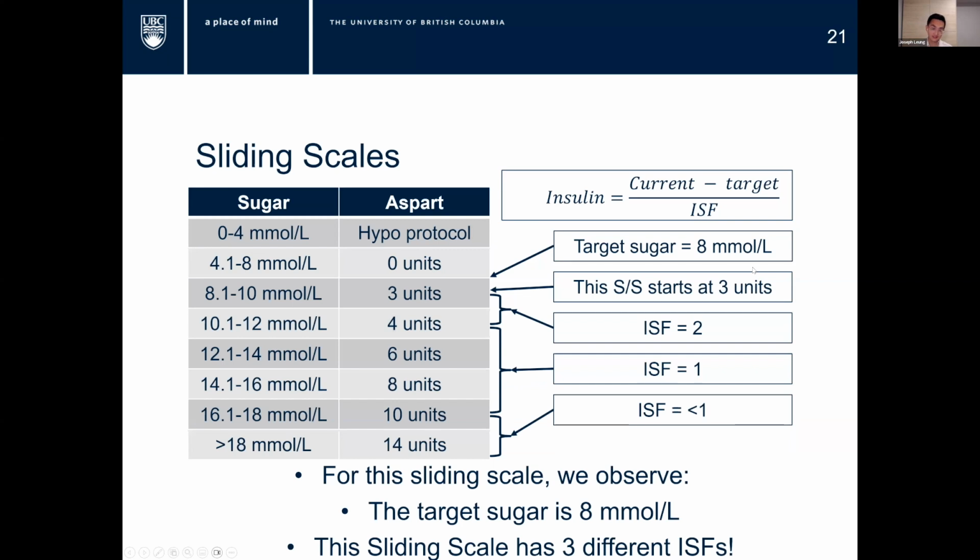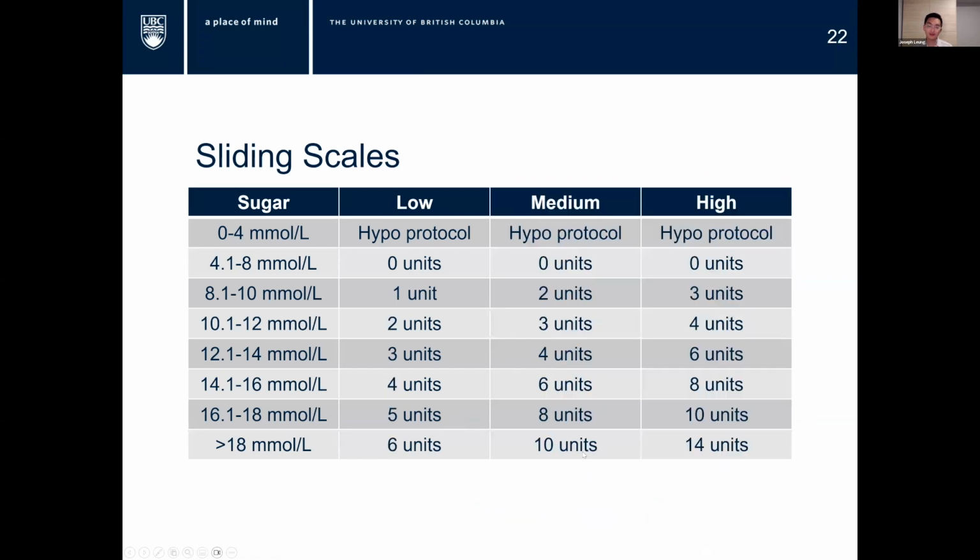Here's a third sliding scale here. And in this particular sliding scale, as we're doing the math, I've done it all for you here, we notice that there's actually two different inflection points, meaning that there are three ISFs. Over here, the ISF is 2, over here, the ISF is 1, and over here, the ISF is less than 1. Now, I'm now going to put all three of these sliding scales that I presented side by side.